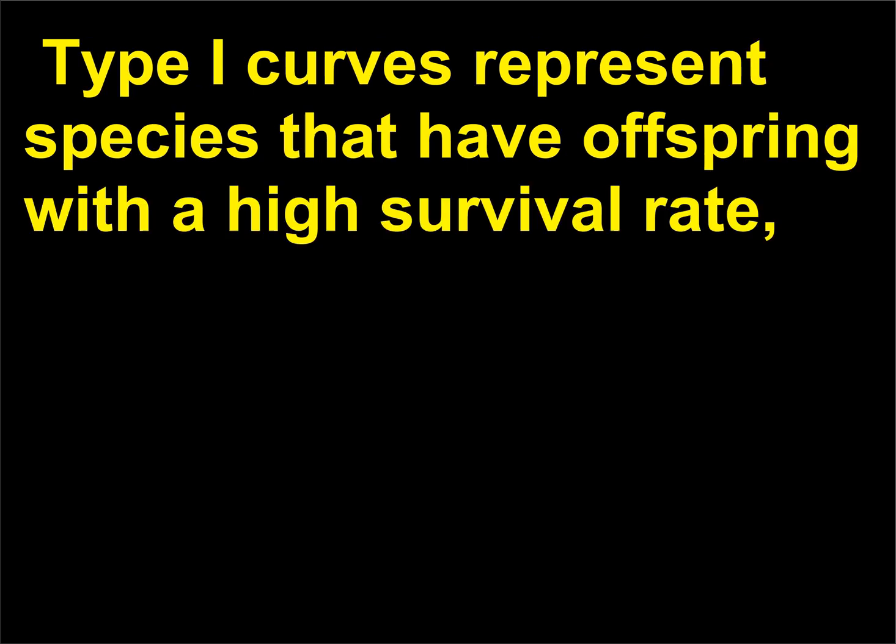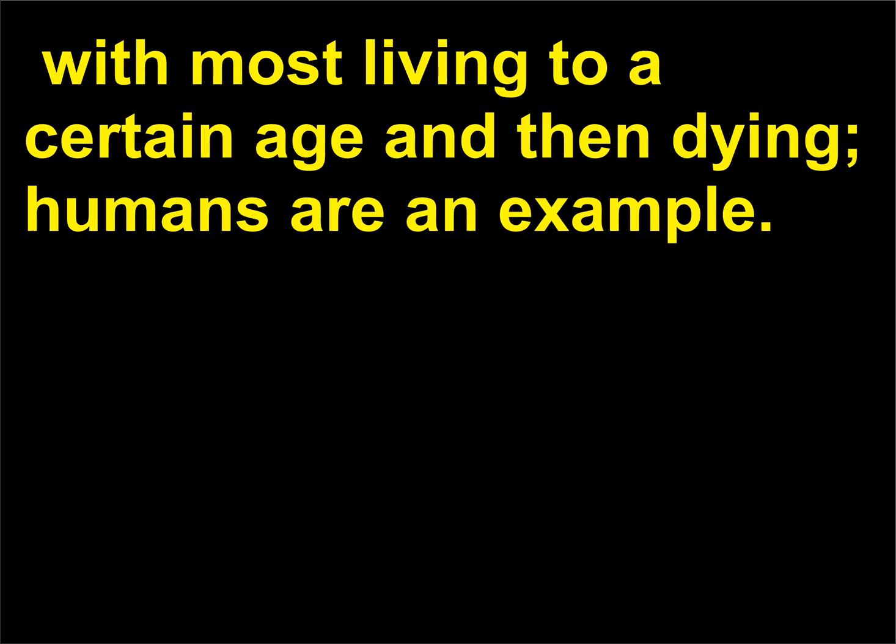There are 3 basic survivorship curves. Type I curves represent species that have offspring with a high survival rate, with most living to a certain age and then dying. Humans are an example.